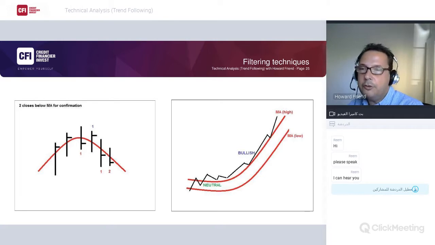So in this situation here, the market is moving higher. It's above the moving average. It's trending higher. Then you get one close below the moving average. And then the next bar, it closes back above the average.